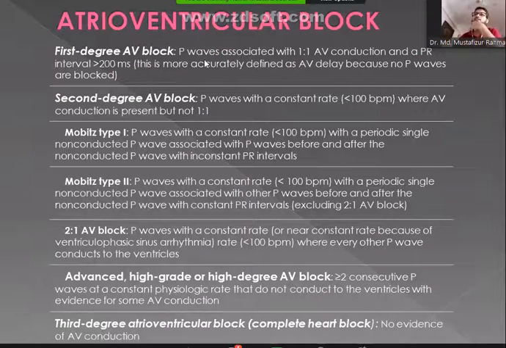And the different types of AV block are already very familiar to you. That is first degree AV block, second degree AV block, among the second degree Mobitz type 1, Mobitz type 2, and the 2:1 advanced or high grade AV block, third degree AV block, and some vagal mediated AV block. So let us see one by one.